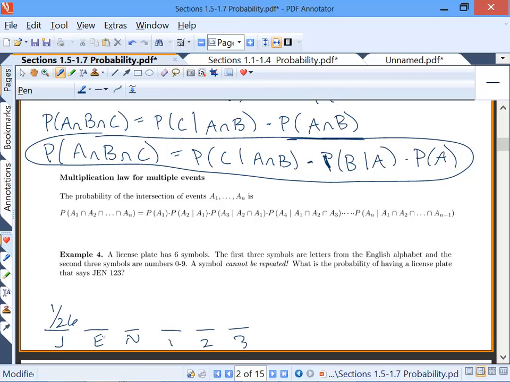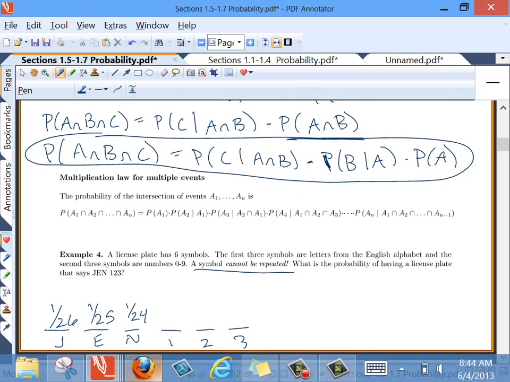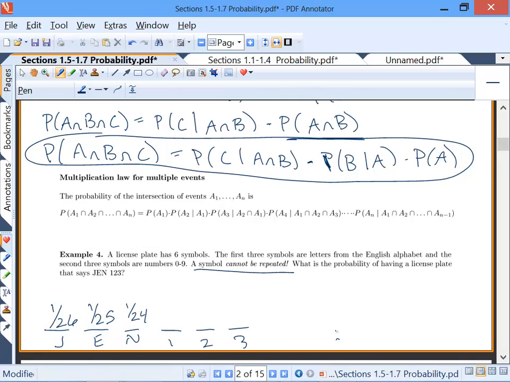Now, I've already drawn out the J. What's the probability of getting an E? 1 out of 25. Because it says the symbol can't be repeated, so J's aren't in there anymore for consideration, so we only have 25 letters to choose from. Probability of an N would be 1 out of 24. Okay. Now it tells us that the next 3 have to be numbers, so the probability of a 1 is 1/10. 2 is going to be 1/9, and 3 is 1/8.